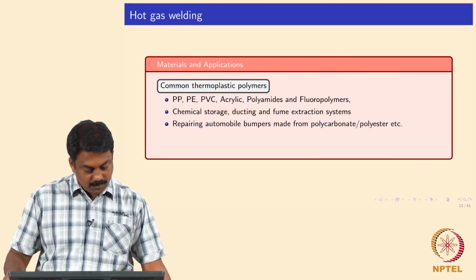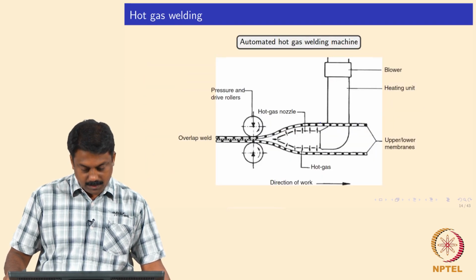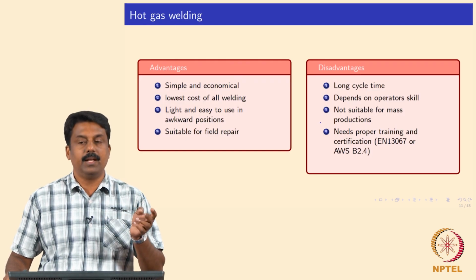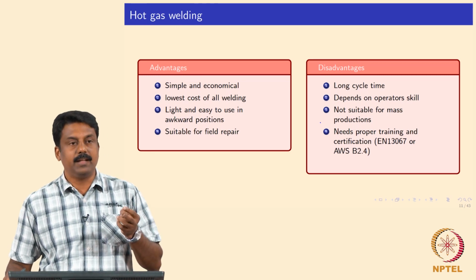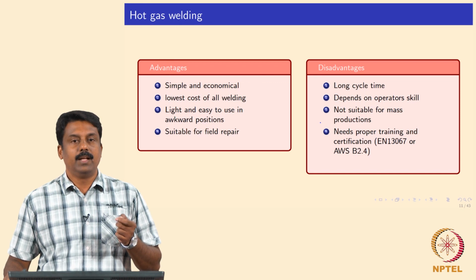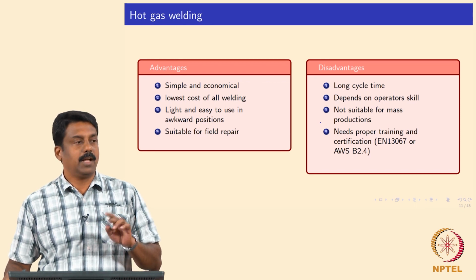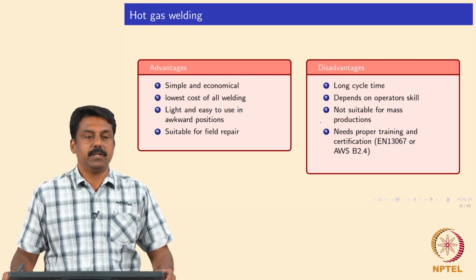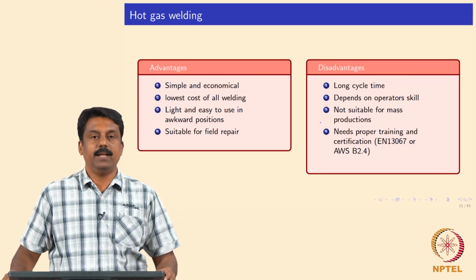So, what are the advantages? If you look at the process itself, what are the advantages compared to the other processes? Hot gas welding is simple and economic, with low cost and light equipment, and it is easy to weld in awkward positions, because you can also reach positions which are actually not reachable by hot plate welding.